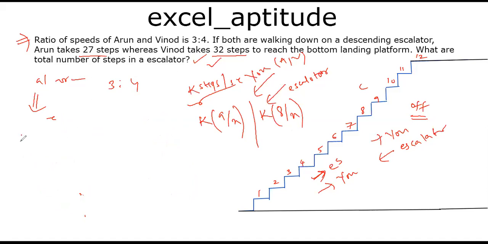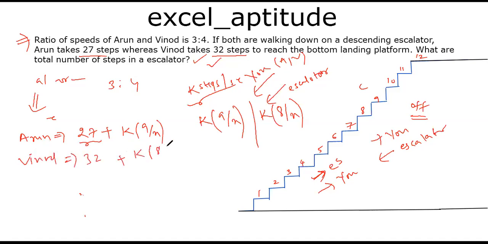So now the total steps in the escalator in case of Arun is 27 plus k into 9 by x. Yes or no? The total steps in case of Arun: this is the steps traveled by him and this is the steps traveled by the escalator in the same time. And total steps in case of Vinod is 32 plus k into 8 by x. Just multiplying the speed with time gives a number of steps, which is similar to distance. So this is the total number of steps in case of Arun, and this is the total number of steps in case of Vinod.